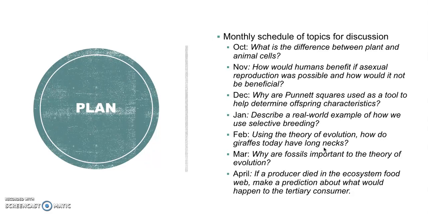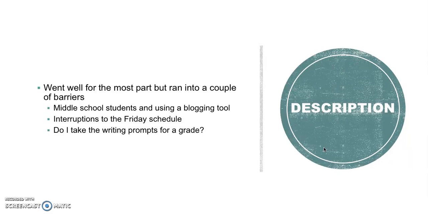February is use the theory of evolution. How do giraffes today have long necks? March, why are fossils important to the theory of evolution? And then finally, April, if a producer died in the ecosystem food web, make a prediction about what would happen to the tertiary consumer. So these are all topics that we have covered this year, and students were able to reflect on these within their blog.